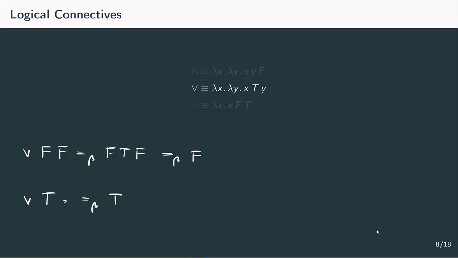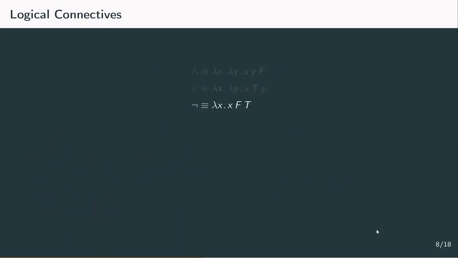Lastly, let's look at negation. The term only has one input x, which is applied first to false and then to true. So if we apply negation to true, it becomes true applied to false and true, and so it returns false. If we apply negation to false, the term would reduce to false, false, true. And since false returns its second argument, it's true.